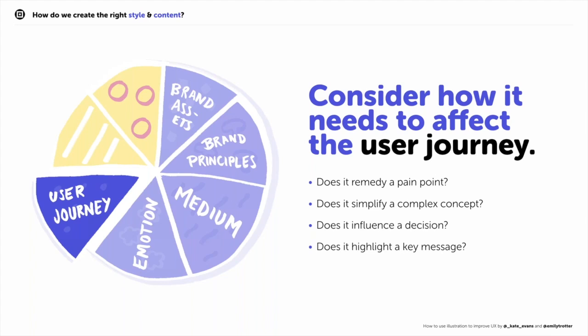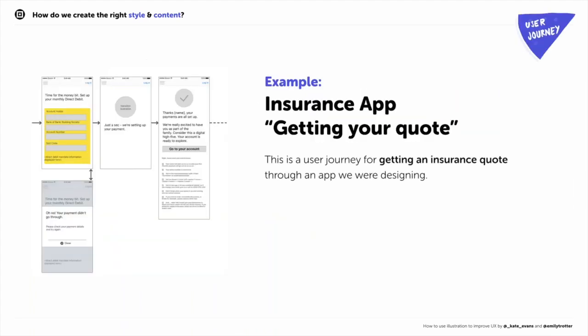Kate, some more examples. Surprise, surprise. So in this example, we wanted to demonstrate how we identified a need for illustration when we were designing an app that gets you an insurance quote. So this snapshot that you should see on the left is one of the user journeys with the loading screen in the middle.